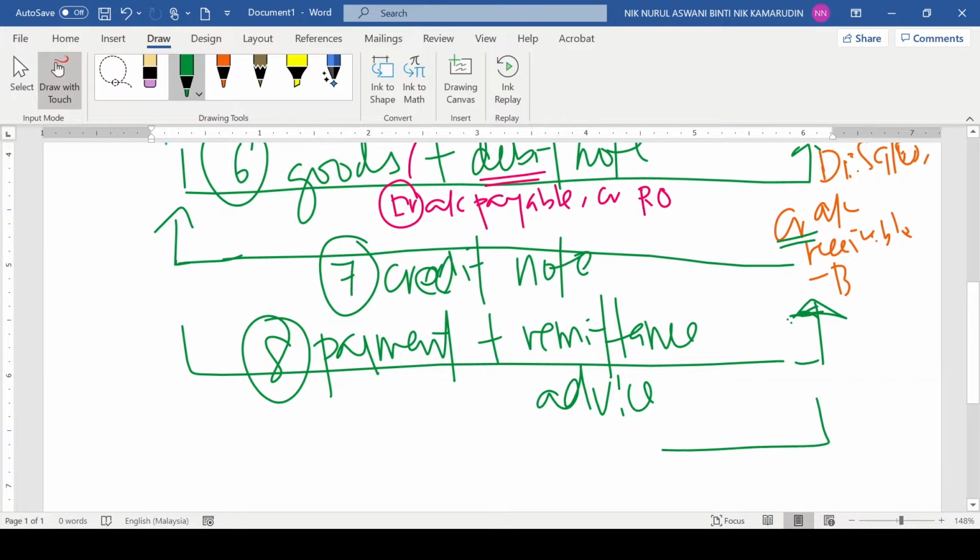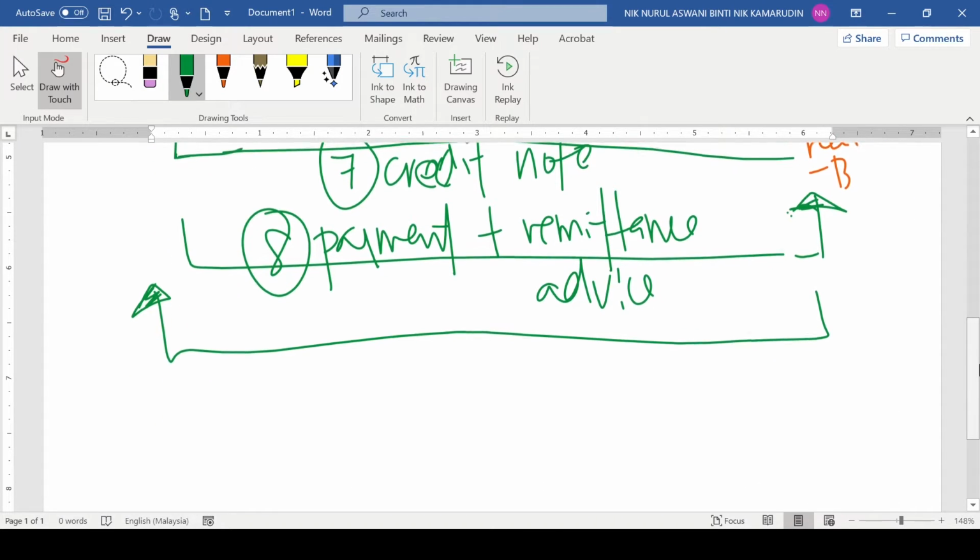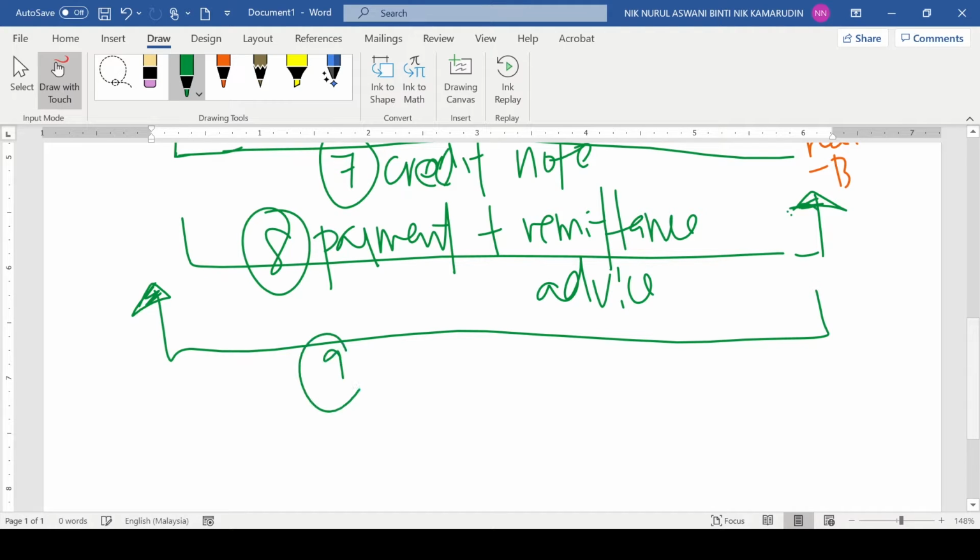Once the supplier receives the payment, they check that they received it. If it is a check or cash, it will be easier to identify. For online transfer, maybe they have to check first. Once they receive everything, they are going to issue a receipt to the business, notifying that they have received the payment. So that is my illustration for the source documents. I hope you understand.